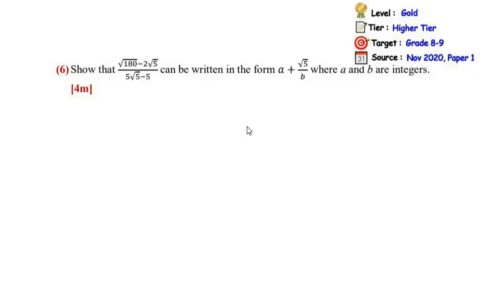Now this is the last question in this video and this belongs to level gold. Show that (square root of 180 minus 2 root 5) divided by (5 root 5 minus 5) can be written in the form (a plus root 5) over b, where a and b are integers. So this is for 4 marks. So you can pause the video and give it a try and see if you get the answer.